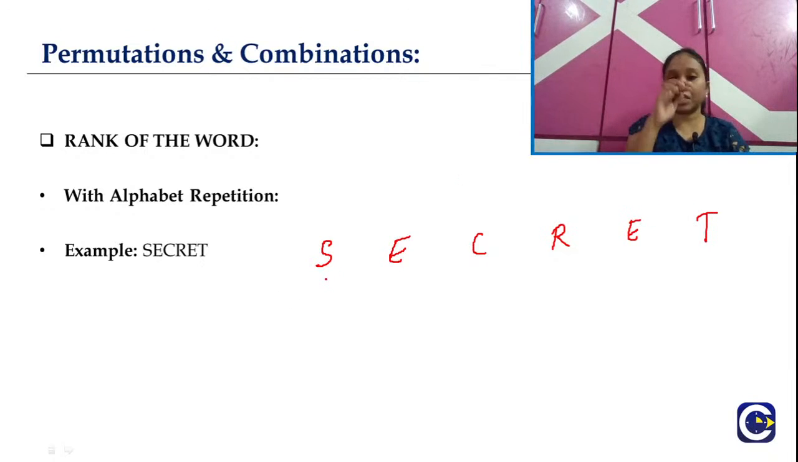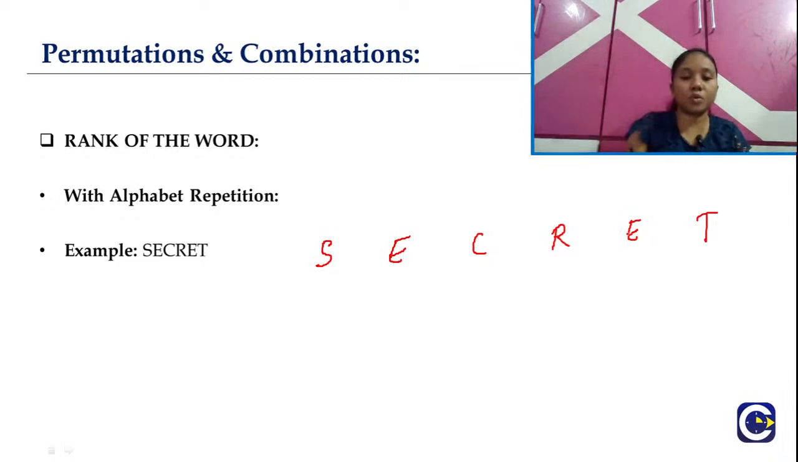So here we have a word SECRET. If you observe this entire word, E is actually repeating twice. If we compare with our previous case, there were no alphabets repeating there, whereas here there are alphabets which are repeating. Right. So now the procedure will be somewhat different, but the starting steps will be as usual as how we did for the previous case.